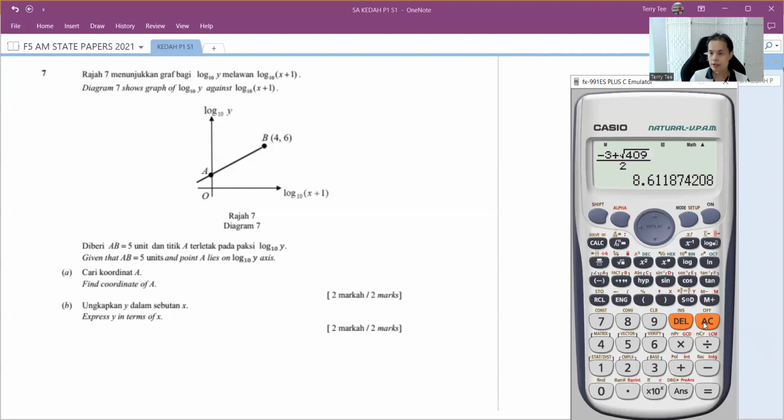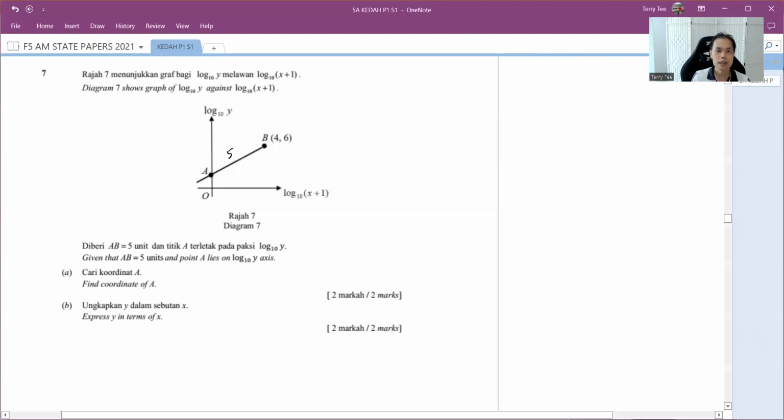Okay, question 7, this is a linear law question. Number 1, linear law from Form 4 Chapter 6. You're given the graph of log 10 y against log 10 (x plus 1). The distance of AB is 5 units, and point A lies on the y-axis, the log 10 y axis. So I can draw a line here. Now in the coordinate system, if B is (4, 6), that means I'm moving to the right by 4 and up by 6.